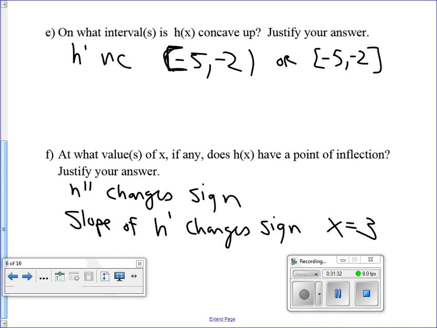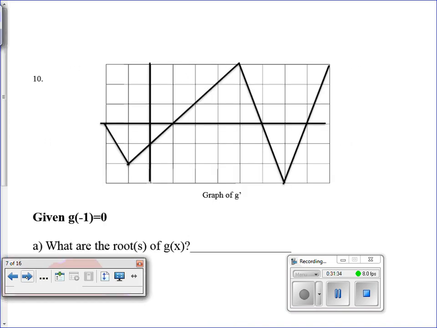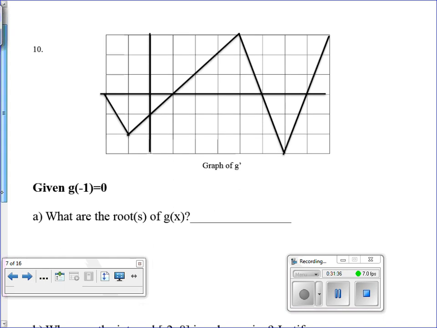Okay, going to the next one. Last one. Oh, I didn't label my points. Let me do that quickly.